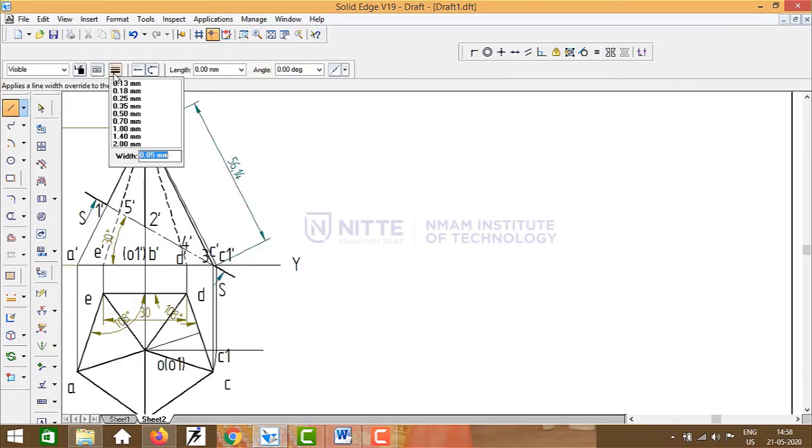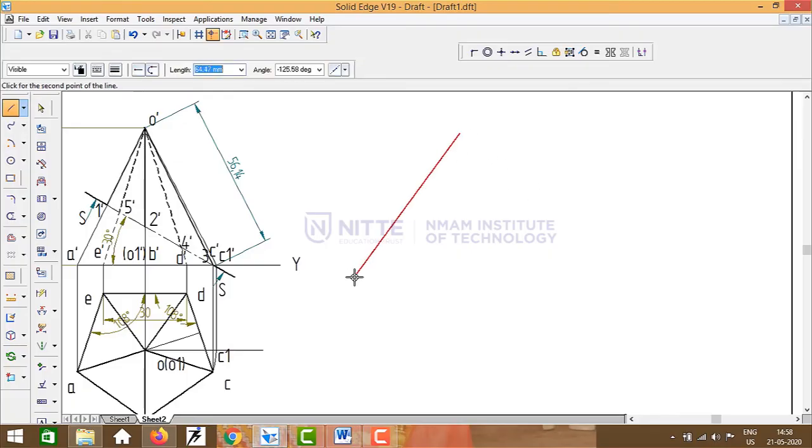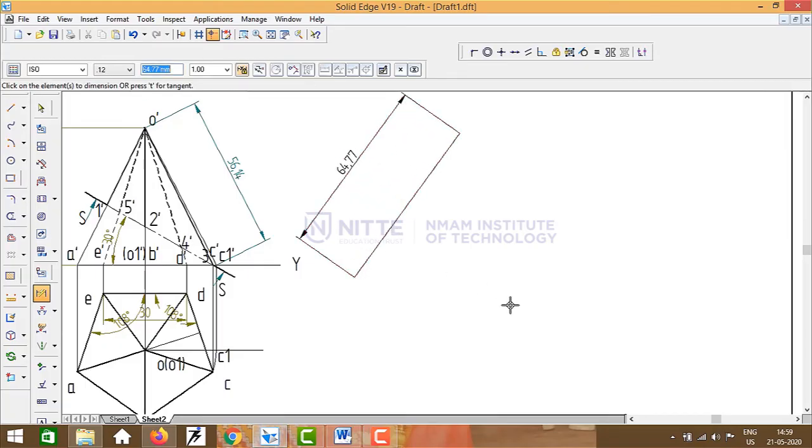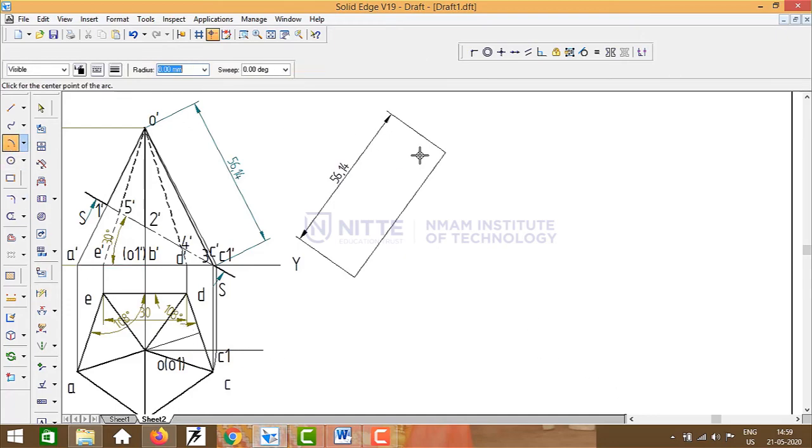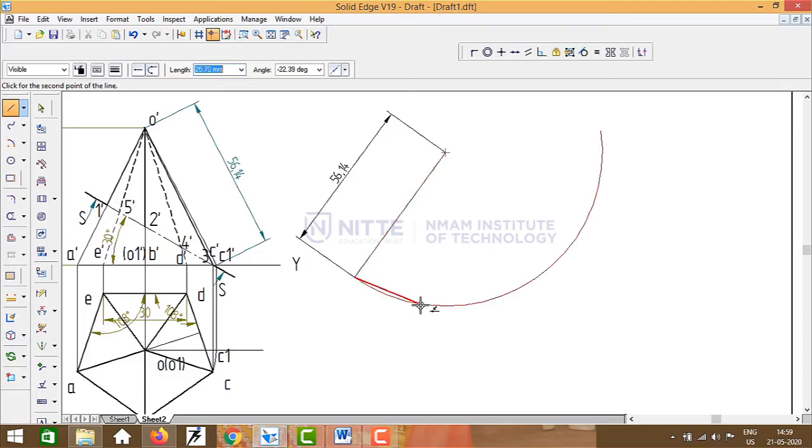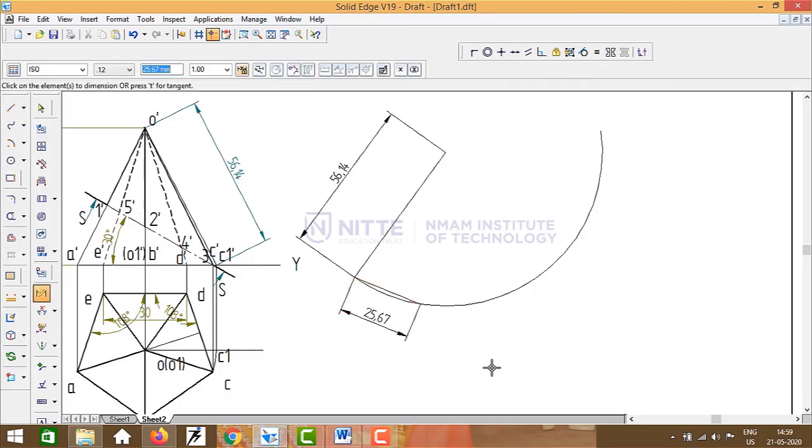So I'll take that length as a construction line, 56.14. Draw the arc. Take this as a center, this as a radius. Draw some random length arc. And now we have the 30 millimeter base edge. So you can use the 30 millimeter line here. So draw a random line on the arc starting from this initial point, that is A, which we consider, and give the dimension here. So this should be 30 millimeter.